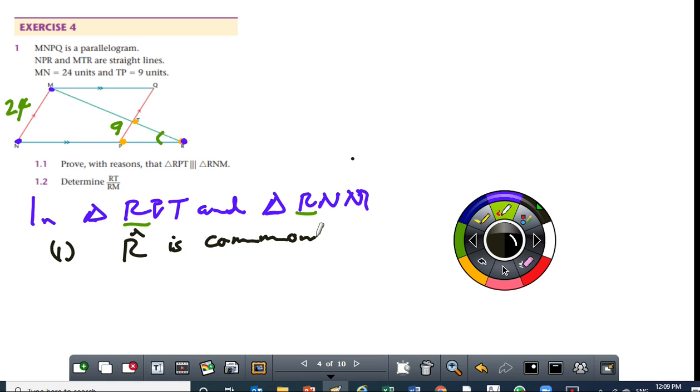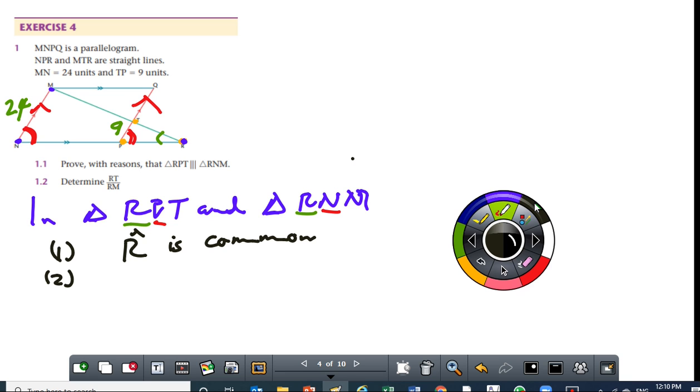Then number two. We are left now with proving that angle P, which is referring to this angle, is equal to angle N, which is that angle. Now, if you look at it, this line, PQ, is parallel to MN. What is the name given to angles like this one and that one? Corresponding. Now you need to name the triangles properly. Name the triangles and name the angle.